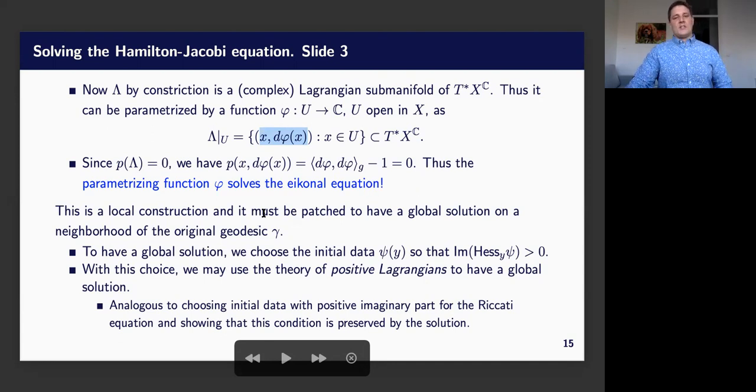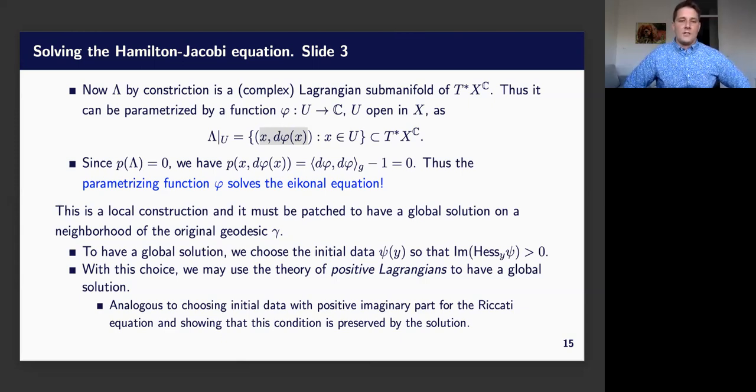Okay, so this is a local construction, and we actually must patch up the construction to have a global solution on the neighborhood of the original geodesic gamma. For that, we need to be a little bit careful, and to have a global solution, we choose an initial data psi, which is now a function on the initial data surface, so it depends only on y, so that the imaginary part of the Hessian of psi is positive. With this choice, we may use the theory of positive Lagrangians. I don't go into what those are, but by using the theory of positive Lagrangians, we can have a global solution to the eikonal equation.